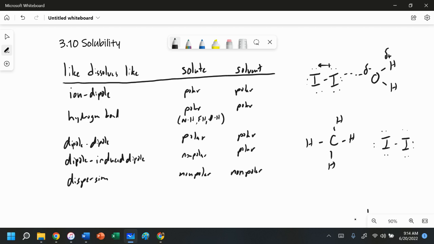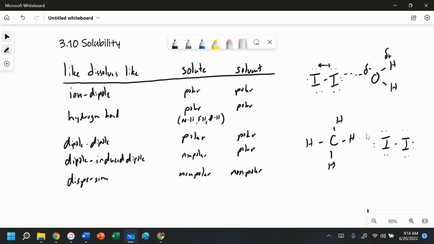So one does not have a partial positive and partial negative to attract a partial positive and partial negative in the other. And so they can attract each other very weakly due to momentary dipoles, which means the electrons randomly are on one side or the other and create very small dipoles. And then they might be able to attract each other weakly, but they're not going to dissolve very well at all because there's not a positive and negative side to attract each other.